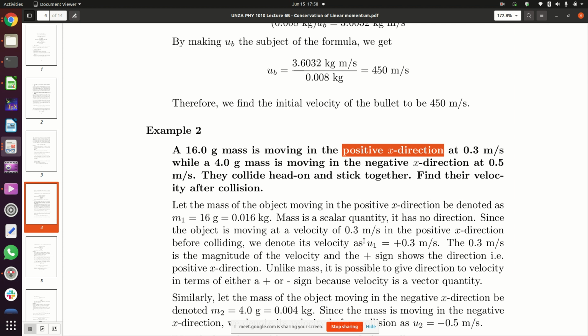When these two objects collide, the bigger mass, the 16 grams, with the smaller mass, the 4 grams, moving in the opposite direction, they will move in the direction in which the bigger mass was moving, which is a positive direction. However, something happens. The bigger mass was moving with a velocity of 0.3 meters per second. This other one was moving with a velocity of 0.5 meters per second.